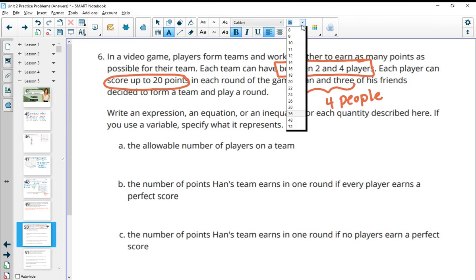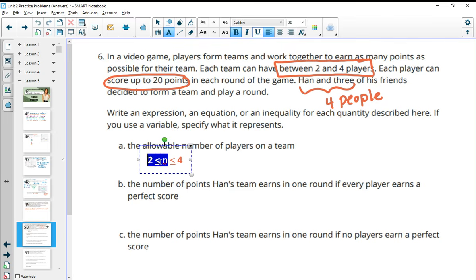So the number of allowable players on a team. So the allowable number of players on a team. And remember, we can have between 2 and 4. So 2 has to be less than or equal to the number of players, which then has to be less than or equal to 4. So the players need to be between 2 and 4. So that's one way to write it. N is bigger than or equal to 2, if you read it that way, and N is less than or equal to 4. And then N being the number of players.